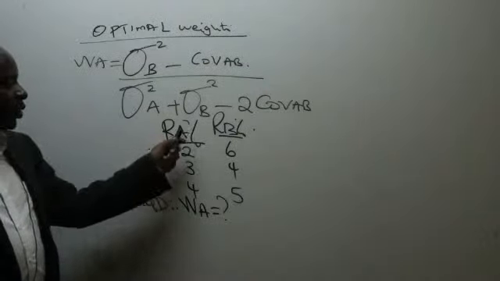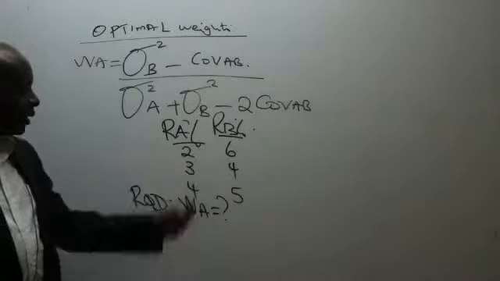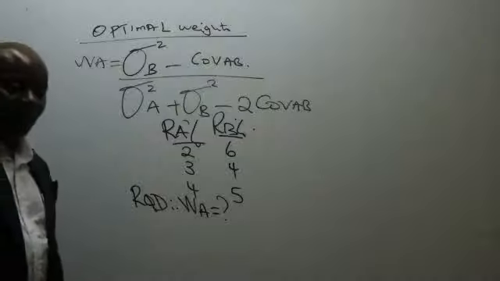Returns of A in percentages, like 2%, 3%, 4%. So the percentages are up there, and then returns of B in the form of percentages.